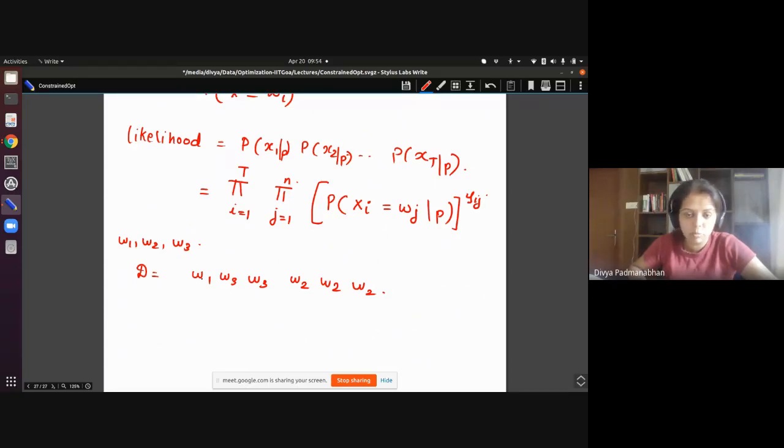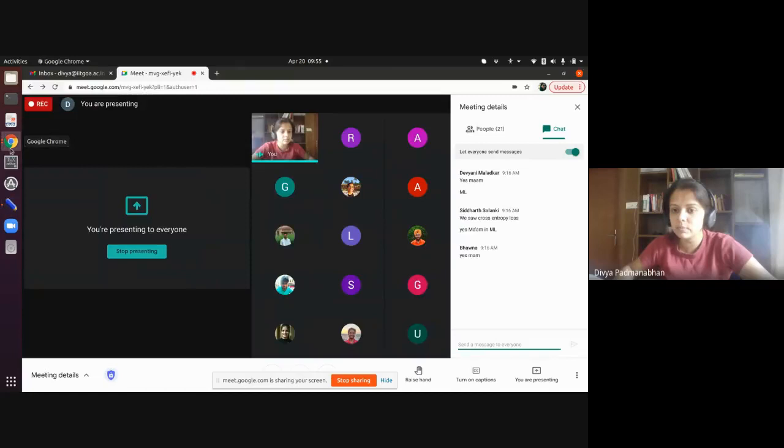The probability of seeing w1 was p1, the probability of seeing w3 was p3, and we saw it twice, so this is p3 square, and this is p2 cube. This is what would be the likelihood, and that's exactly what you're going to get if you evaluate this product. Okay, so is this something you saw in your ML class?